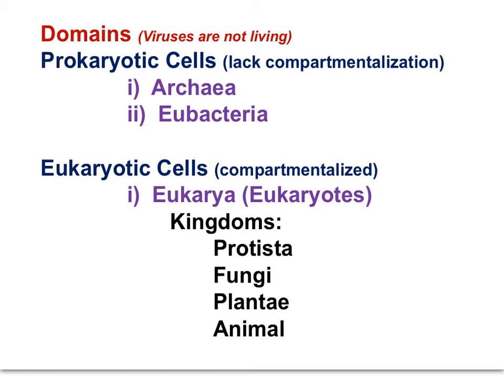Scientists have grouped all of the world's organisms into three domains, seen here in purple: the archaeans, the eubacteria, and the eukarya. The archaeans and eubacteria are prokaryotic. Their cells lack compartmentalization. They lack a nuclear envelope around the DNA. The eukarya domain includes all organisms whose cells have a nucleus, including protists, fungi, plants, and animals. Remember that viruses are non-living biological particles.